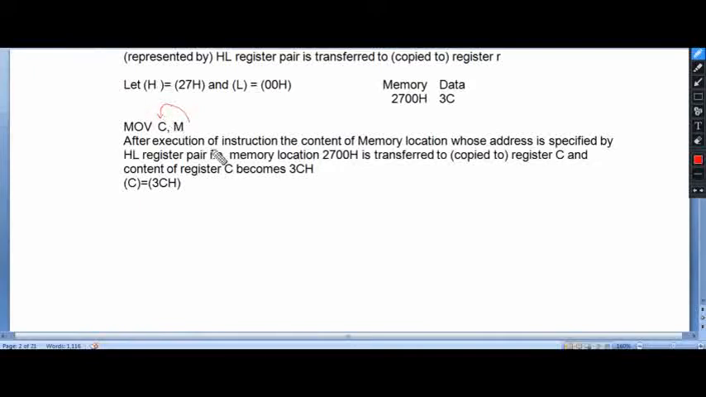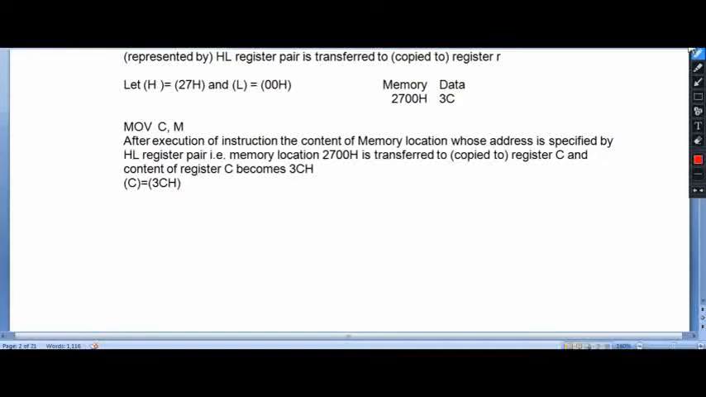Who represents the memory? Memory is represented by the number in HL. What is the number in HL? The number in HL is 2700. It represents the memory. The number is 3C. It goes to register C. After execution of the instruction, the number 3C is transferred to register C and the content of register C becomes 3C. This is the second instruction from the data transfer group.